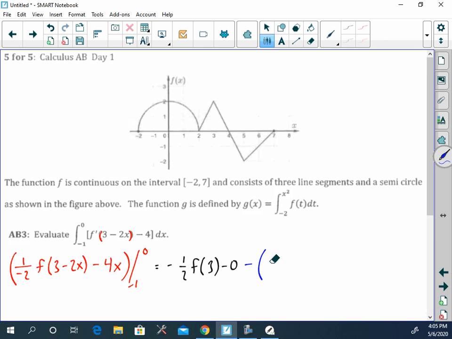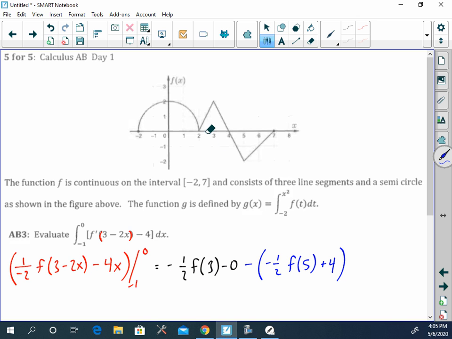And we plug in -1. So we get -1/2 f of 5 plus 4. There we go. And then you can circle this. No, you can't circle this because we have to find what these values are.